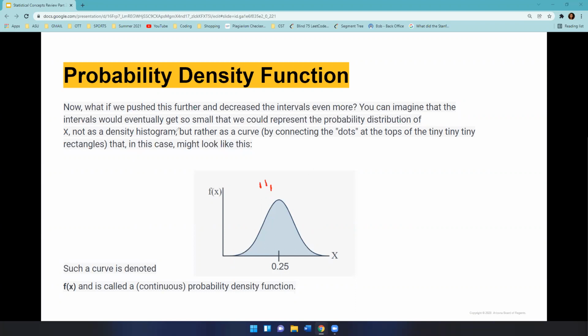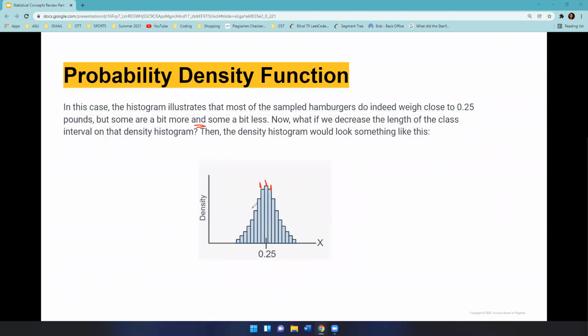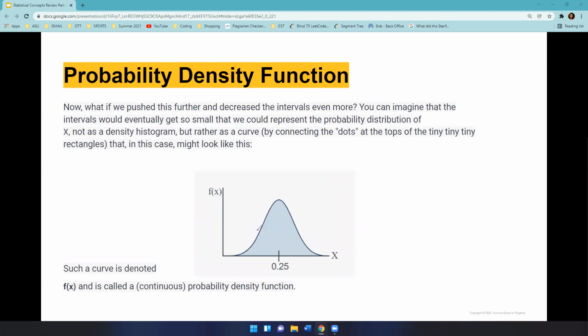Eventually the intervals get so small that we can make a curve by joining all the dots of the rectangles. Like in the previous slide, suppose we further split these rectangles, we can easily join the top of each rectangle and get a curve. That particular curve is the PDF curve. This is the curve we get after making the interval as small as possible, and this curve is generally denoted by f(x). This is a standard we follow, and this is basically the PDF, the probability density function.